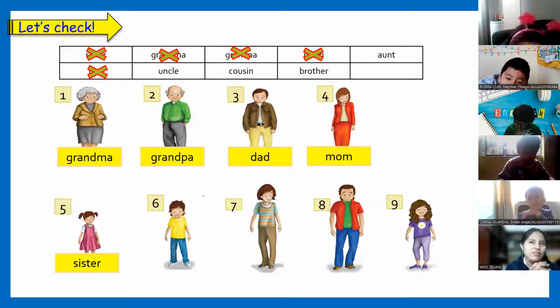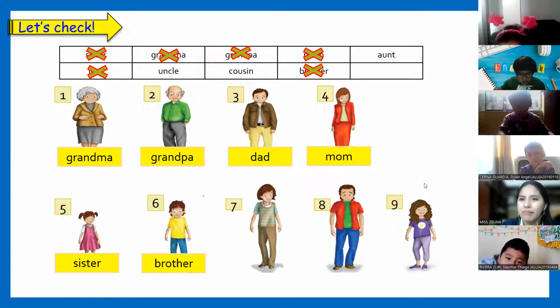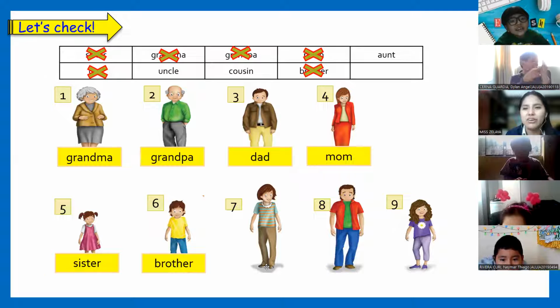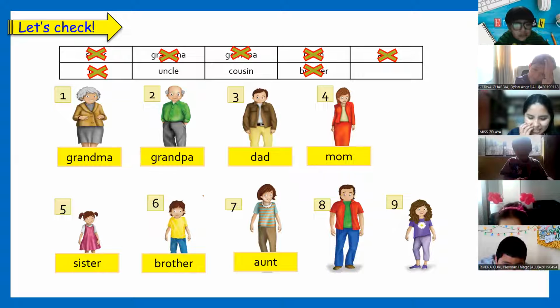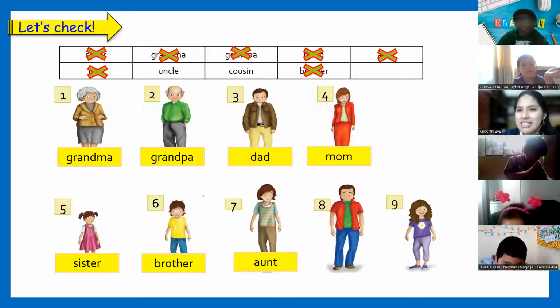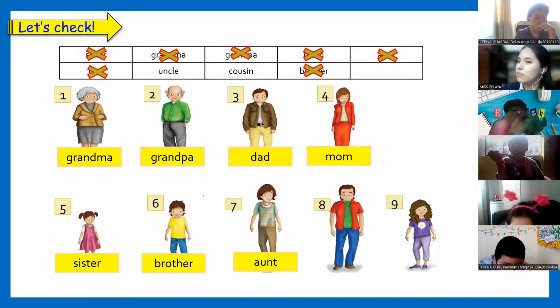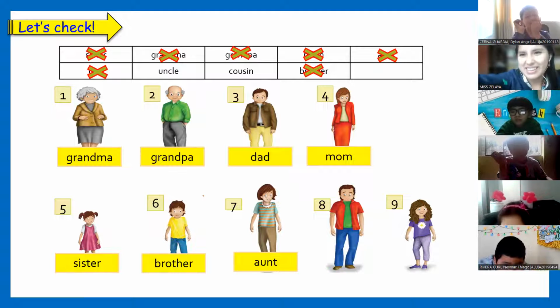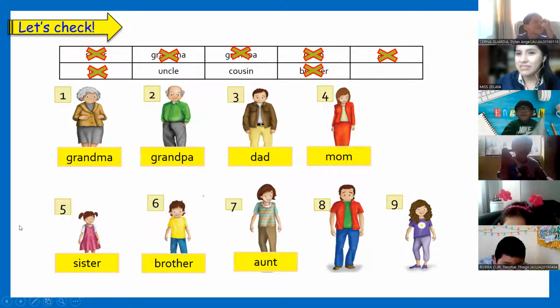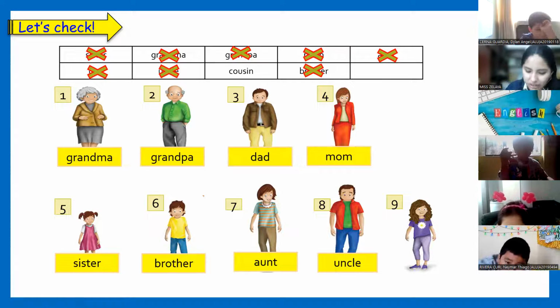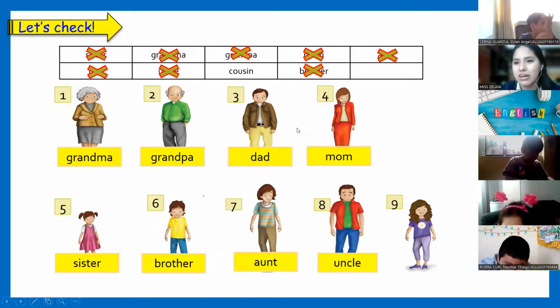The number seven is my, Jacobo Arana, is my aunt or uncle? Yes, very good. Continue. Dylan Serna, the number eight is my uncle. Yes, it's my uncle. Remember, tío in English, uncle. Continue, my dear.